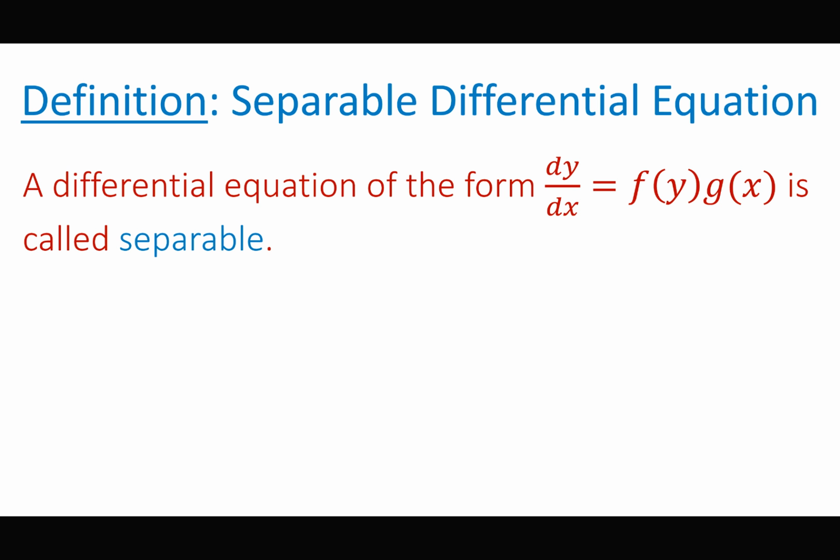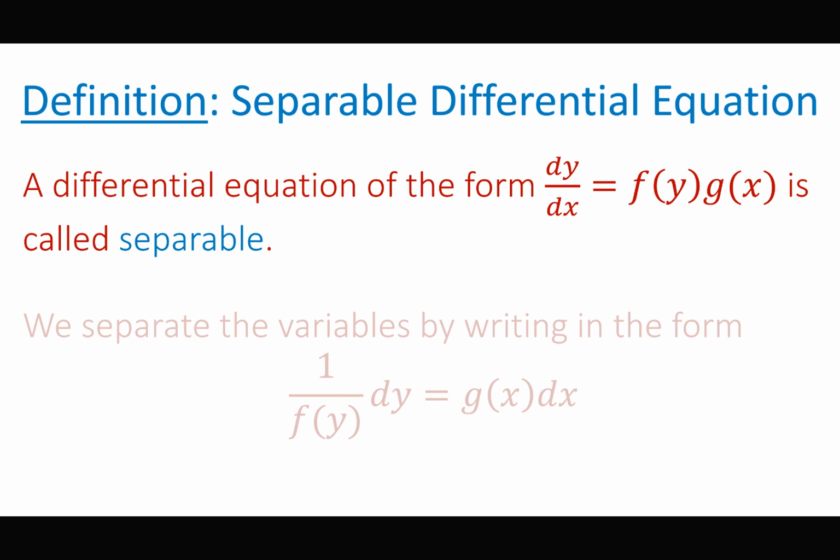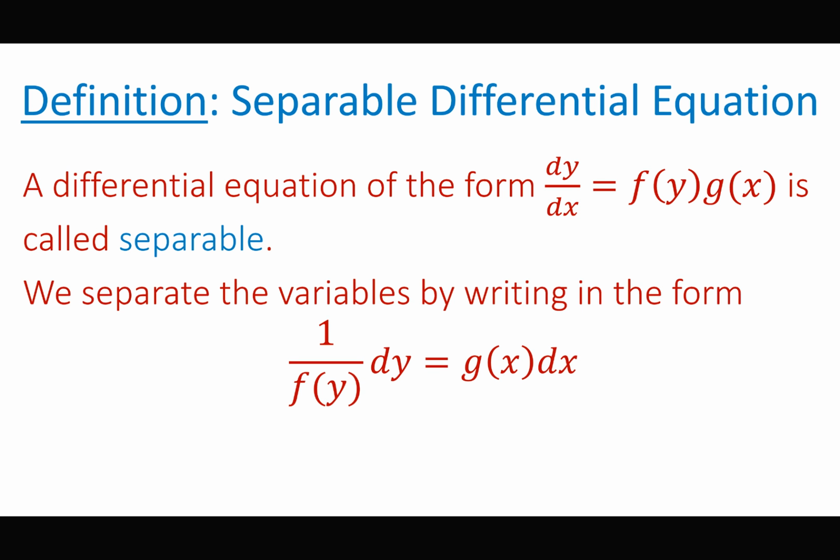If we have this set up, we can separate these. So these are called separable. And this is f of y times g of x. So I can separate this using algebra. I'm just going to divide the f of y from both sides and then multiply both sides by dx. And I end up with 1 over f of y dy equals g of x dx.